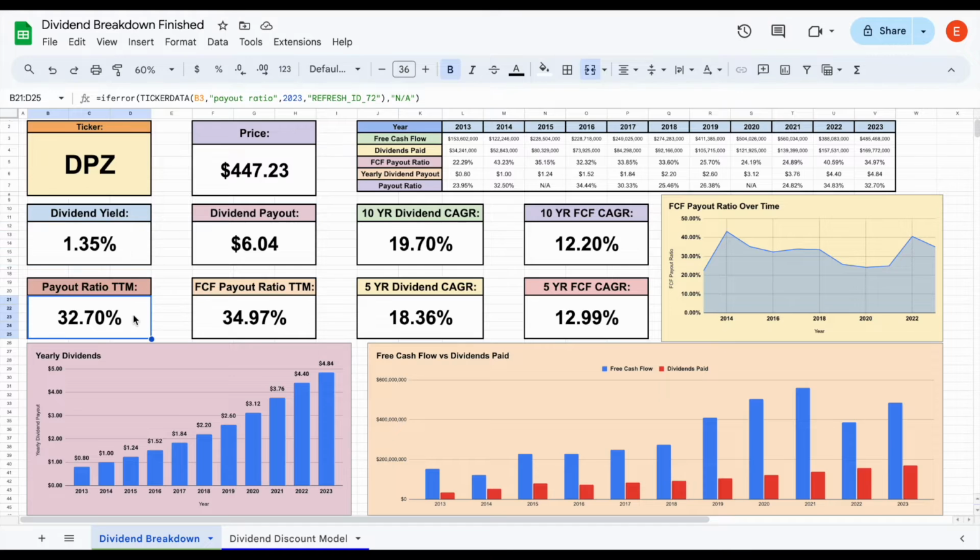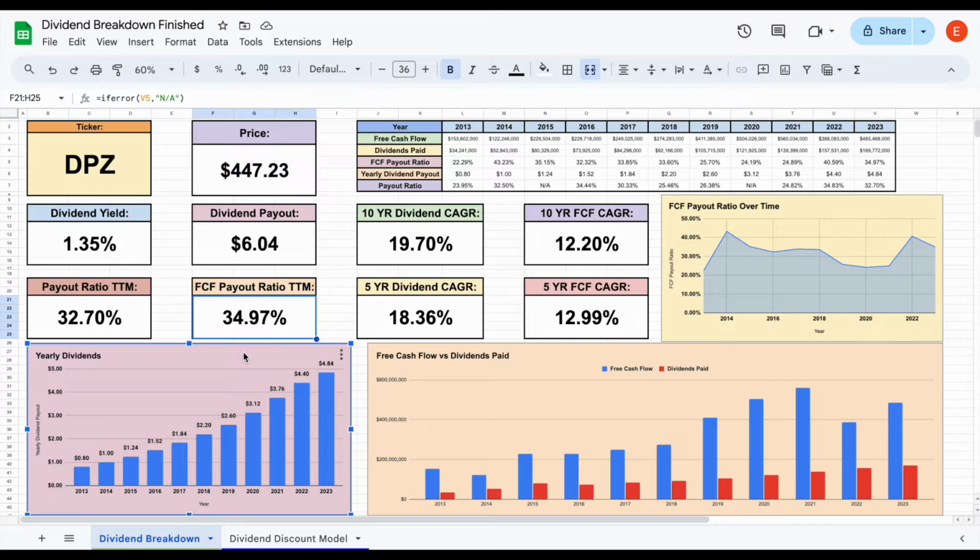We can see the payout ratio for the company sitting at 32.7% and the free cash flow payout ratio sitting at around 34.97%. Now, if you know anything about me, you know personally I like to look at the free cash flow payout ratio. That's because dividends are paid out of free cash flow. So this means 35% of the company's free cash flow is currently being used to pay out dividends.